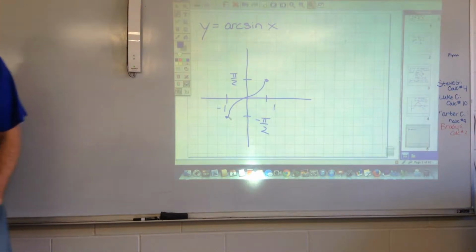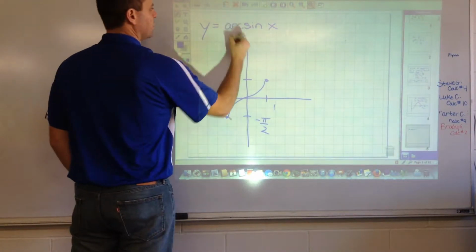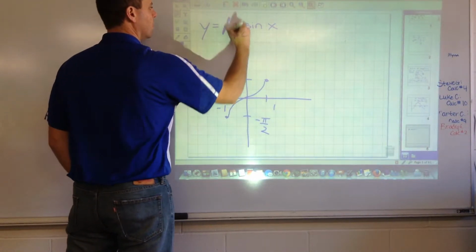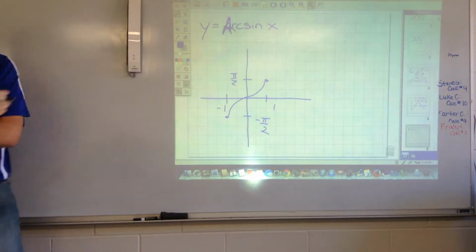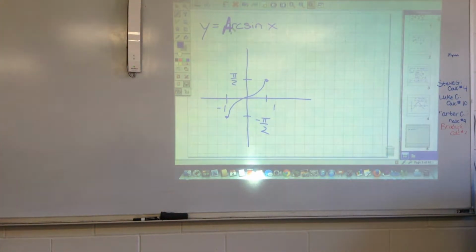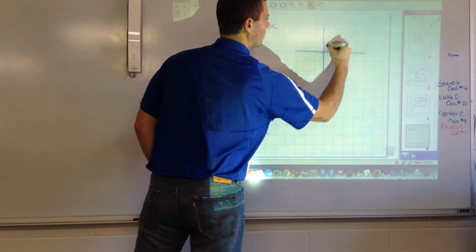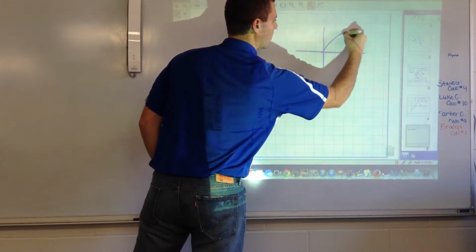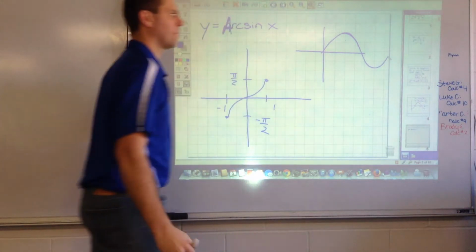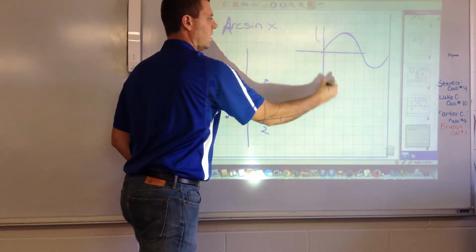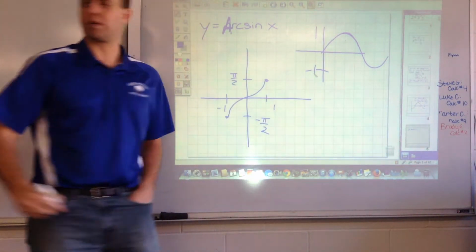A lot of times this would be capitalized. That is the graph of the inverse sine function. You know what the sine function looks like. If you don't, here's a little refresher on that. Basically it goes up to 1, down to -1, and so on. That's a quick little rough sketch.